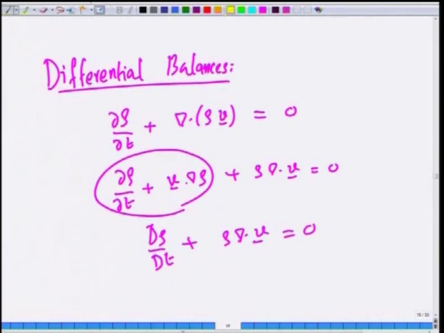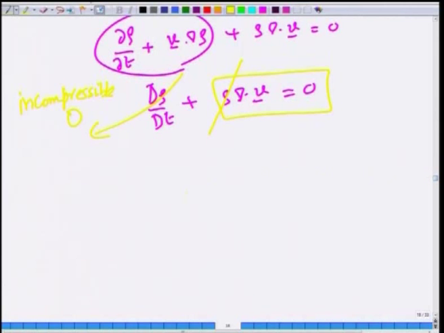For an incompressible fluid, the substantial derivative of density is 0, because if you follow a fluid particle, its density will not change. So, for an incompressible fluid, this term is 0, leaving us with simply this as the continuity equation, and since ρ is a constant, that cannot be 0.